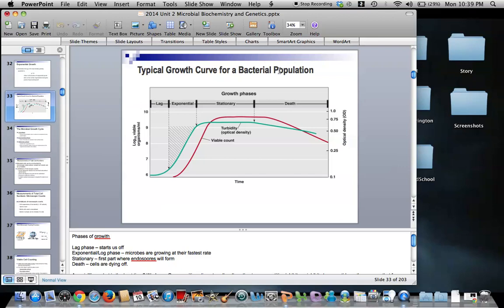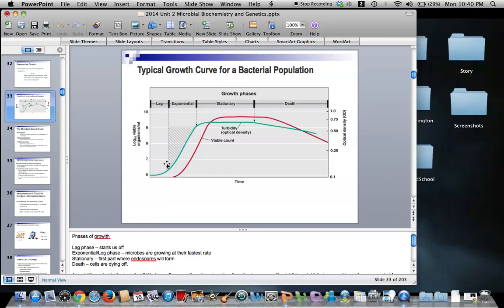Alright, typical growth curve for bacterial population. I'm going to need a calculator on this test because of that. Well, in the previous 2 slides, those equations, and maybe I'll make a separate video about them. We'll see if I get to that before the test.